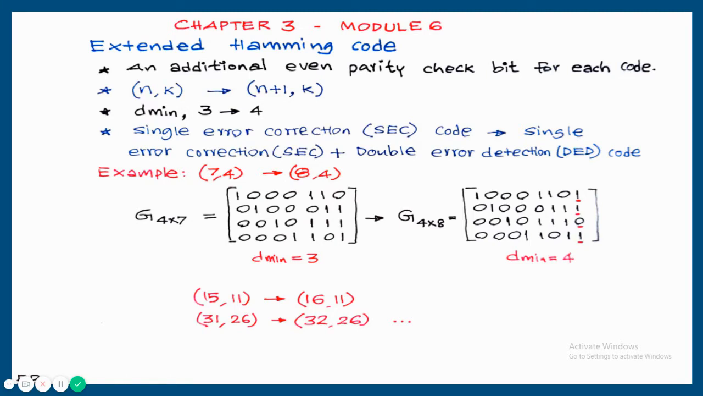An additional even parity check bit is going to be added in each code for extending the Hamming code. So one extra parity bit we are going to add. If the code is (n,k), after the addition of one extra parity bit, the block size will be (n+1,k). For a Hamming code, d minimum is always 3. Due to the addition of this extra bit, d minimum will be extended to 4.